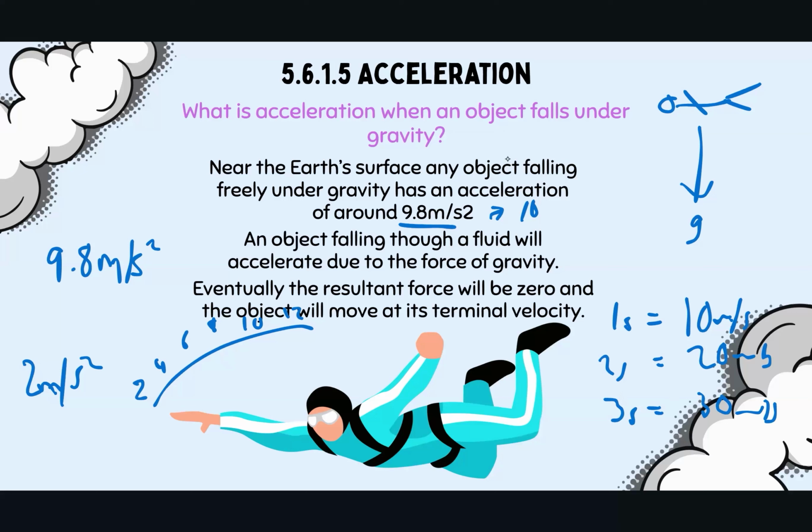Until that force that's pulling the person down is balanced out by air resistance. When air resistance is equal to the force pulling the person down, then the speed can no longer increase. Because to increase the speed, there needs to be a bigger force in one direction. So eventually the resultant force will be zero. So when the air resistance is equal to the gravitational force, at that point the resultant force is zero and the object moves at terminal velocity. Terminal velocity being the maximum speed that that object can move at.